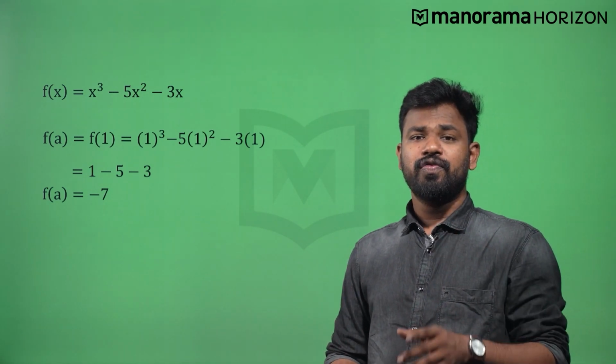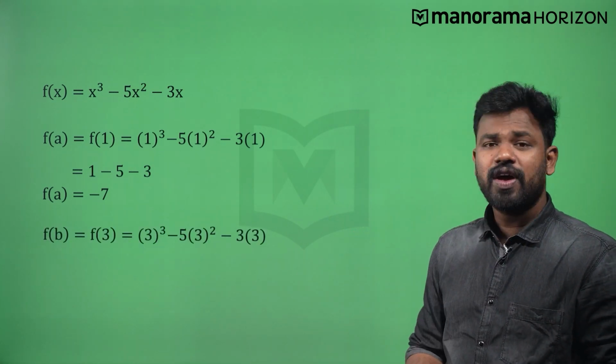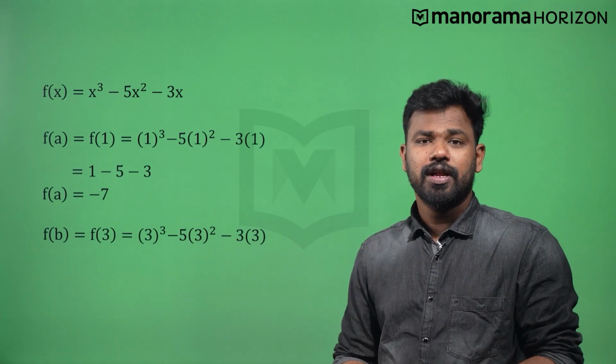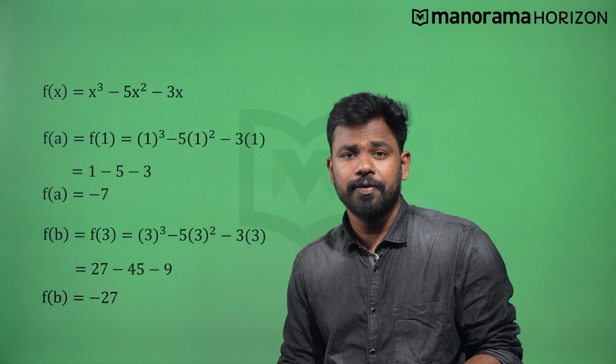To find the value of f of 3, substitute x is equal to 3, and you get f of 3 as 3 cubed minus 5 into 3 square minus 3 into 3. And finally, after doing all the calculation, you will be getting it as minus 27.